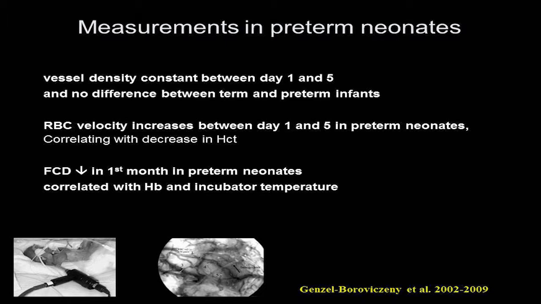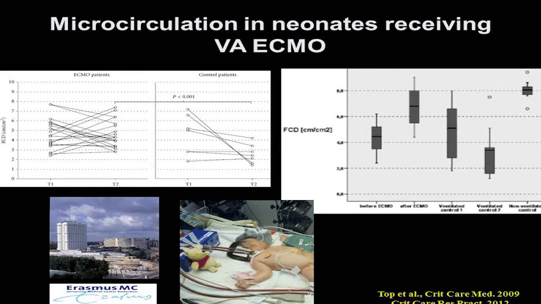So in the first month of life, in these preterm neonates, the functional capillary density decreased, and this correlated with a change in hemoglobin as well as an incubator temperature. And this is probably something to keep in mind to understand later slides I'll show you. So now let's look into disease and effective treatment.